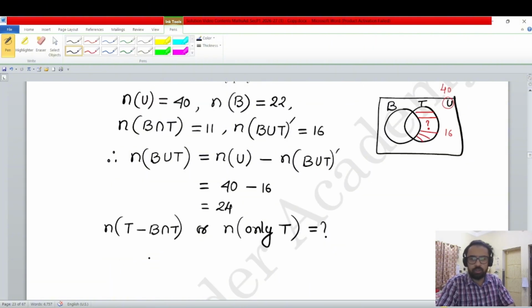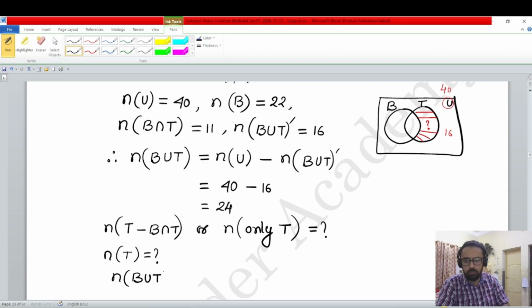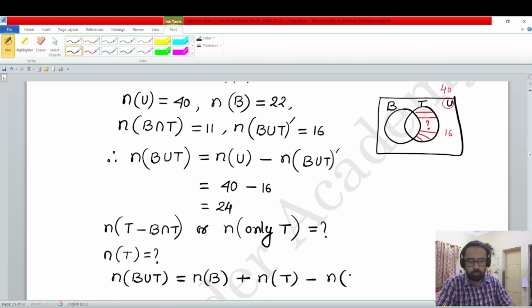Now we don't have the value of n of T, the number of students who play table tennis. This value we don't have. So we have to calculate it using the union formula. What is the union formula? Already we have the number of students in B union T equal to n of B plus n of T minus n of B intersection T.